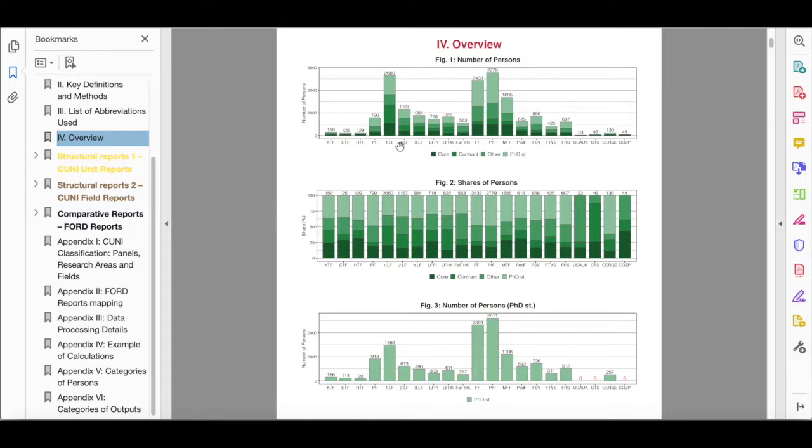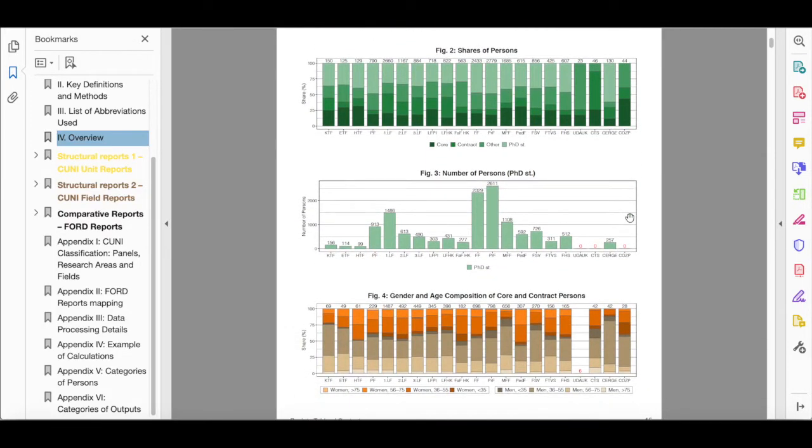Figure 2 allows the user to see, for example, which units have the largest share of doctoral students, and which have the highest ratio of core plus contract persons to other persons plus doctoral students. Figure 3 shows only the absolute number of doctoral students across units. Numbers below 10 are shown in red.